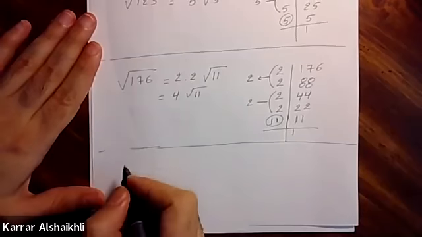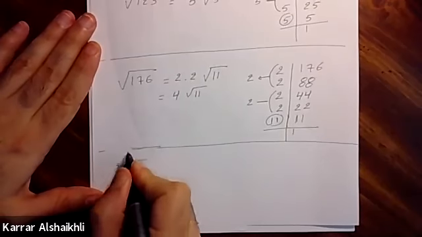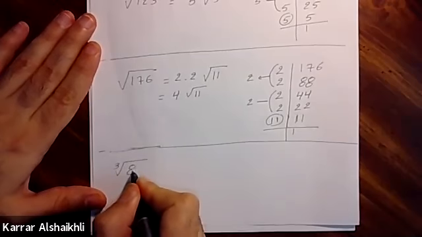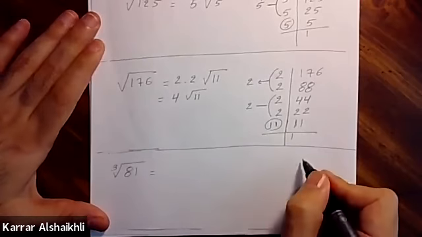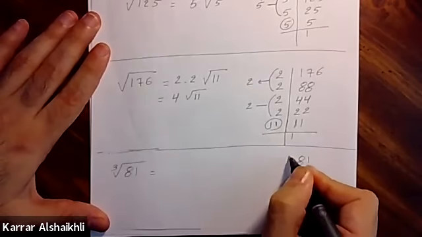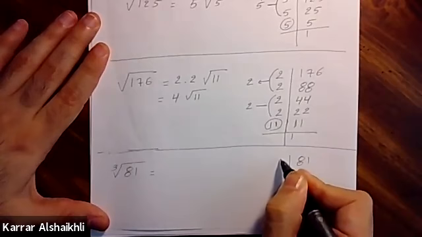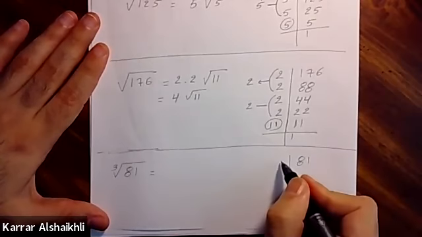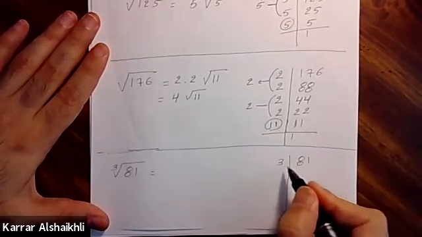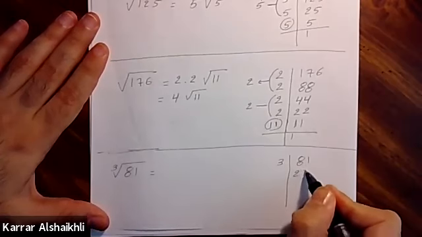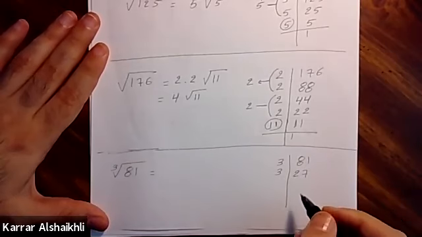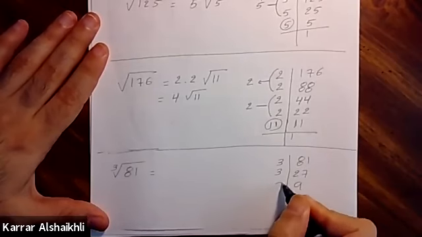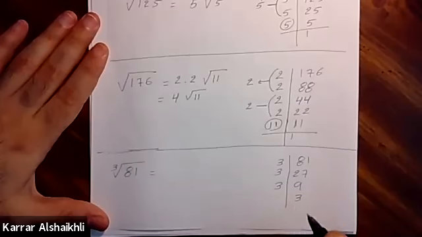Exactly the same thing. If you're using the calculator, you will see the cubic root of 81 is going to be a decimal number. So I have to use this method. So 81, you can't divide by 2, so I'm going to divide by 3. 81 divided by 3 is going to be 27. 27 divided by 3 is going to be 9. 9 divided by 3 is going to be 3. 3 divided by 3 is going to be 1.